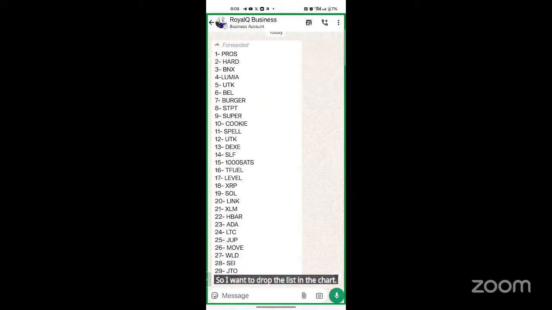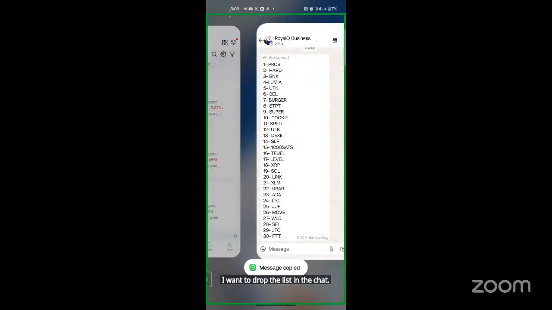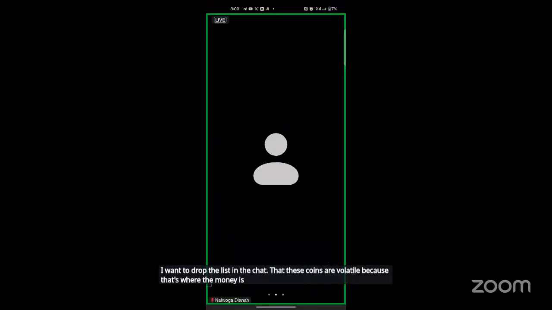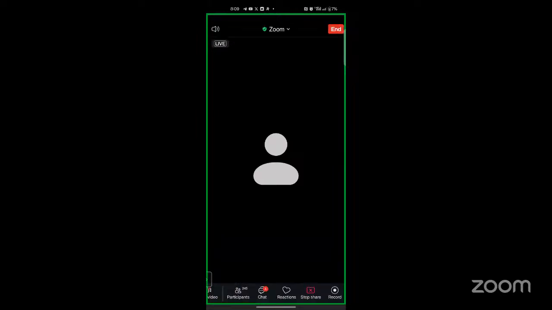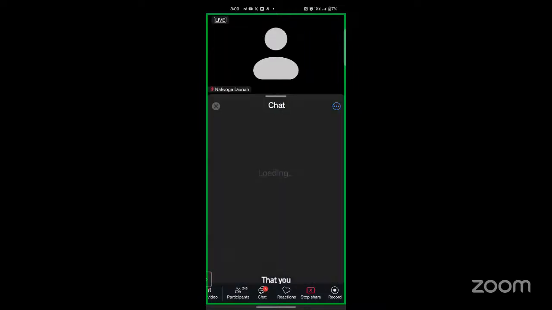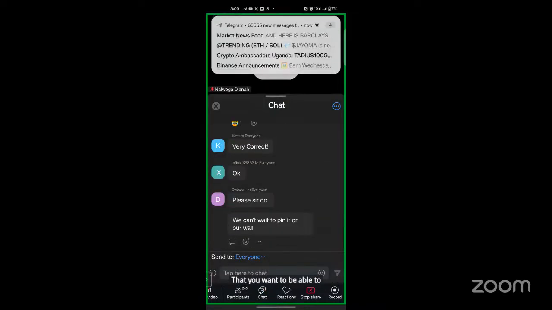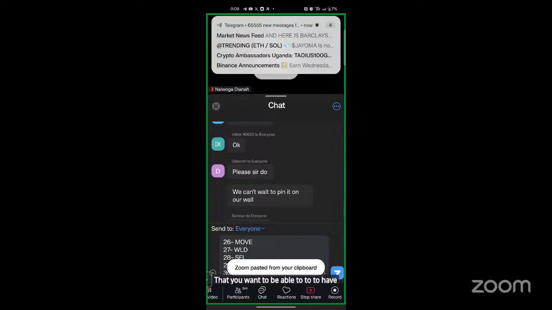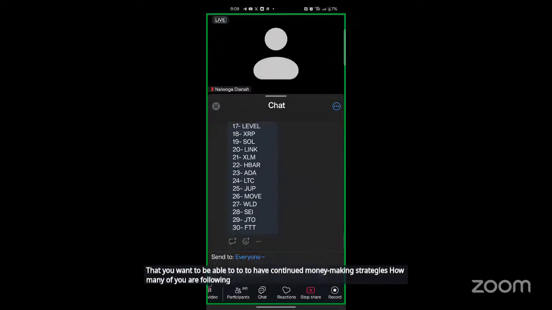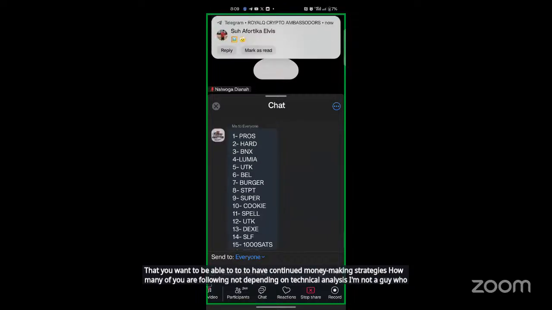I want to drop the list in the chat. And these coins are volatile because that's where the money is. How many of you are understanding what I'm teaching? That you want to be able to have continuous money making strategies. How many of you are following? Not depending on technical analysis. I'm not a guy who loves to be on charts.